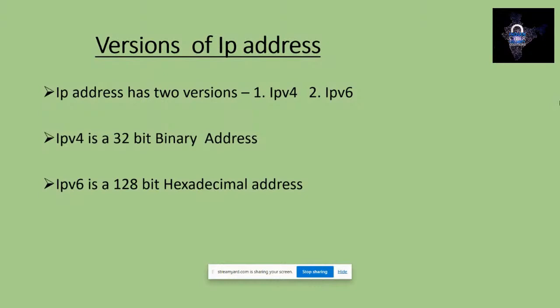Versions of IP address. IP address has two versions, that is IP version 4 and IP version 6. IPv4 is a 32-bit binary address, and IPv6 is a 128-bit hexadecimal address. But from our Network Plus perspective, we will be concerned with IPv4 only, because later, if we do CCNA, then we'll learn IPv6.